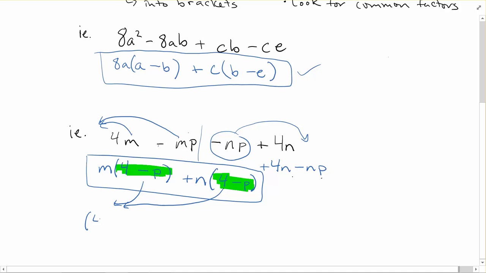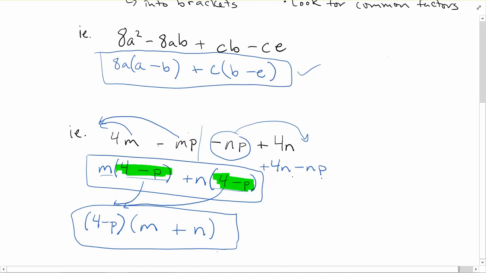Sorry, the 4 minus p, because they both have it. And 4 minus p times im. So 4 minus p times im gets me im, 4 minus p, plus 4 minus p times n. 4 minus p times n gets me n and 4 minus p back again on the other side. So this becomes my final equation.